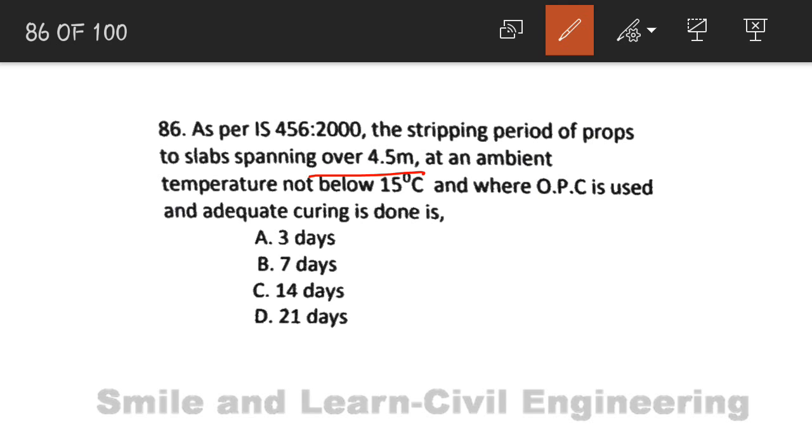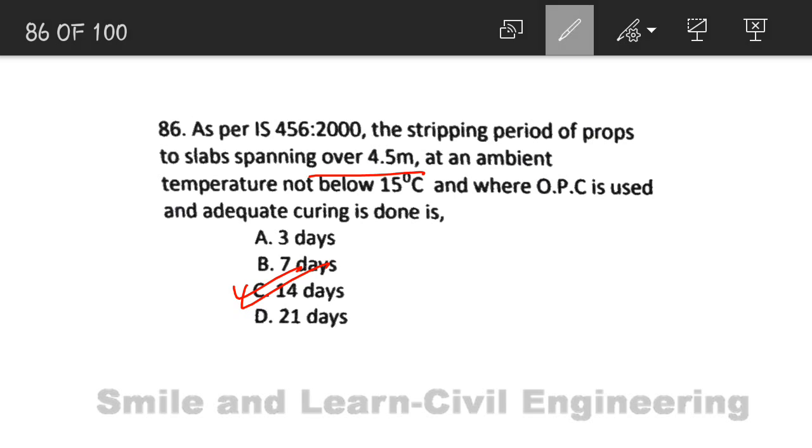So this is not important. Temperature below 15 degrees centigrade, where OPC is used, adequate curing is to be done. Not below 15 degrees centigrade. 27 plus minus 2 is valid, but here 15 degrees is mentioned, okay. So the correct answer will be option C, 14 days. And if it is less than 4.5, then we will take it as 7 days. Clearly mentioned in IS 456.